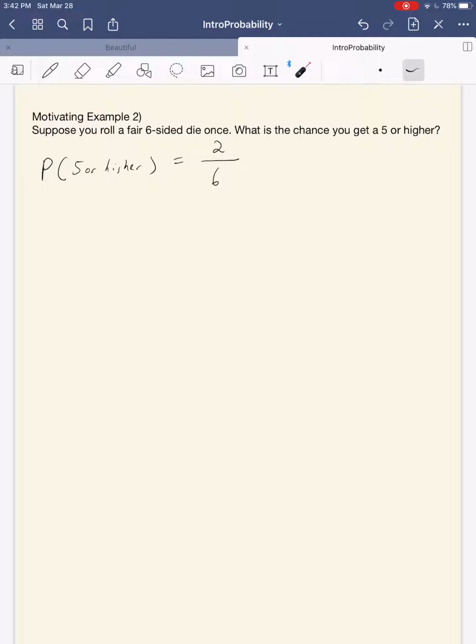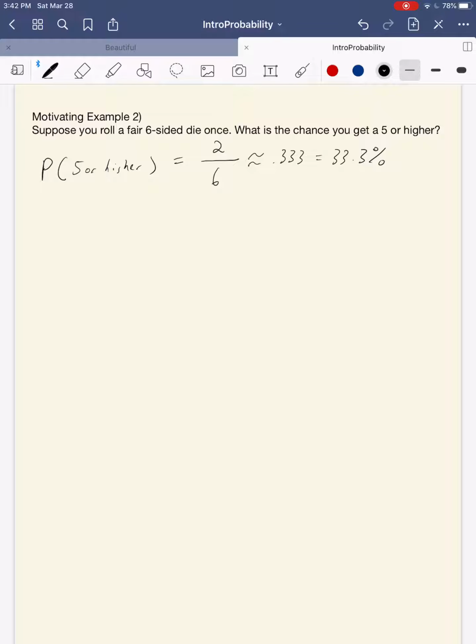Now, you could of course reduce this as a fraction and call it something else. But if you reduce this fraction and call it 1/3, it doesn't really tell us as much, right? This 2 out of 6 is actually a better presentation because it reminds somebody, oh, there's 2 things that are 5 or higher out of 6 total possibilities. You could, of course, write it as a decimal if you like. As a decimal, this is approximately 0.333, which would then be 33.3%.